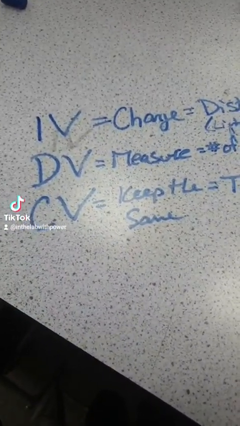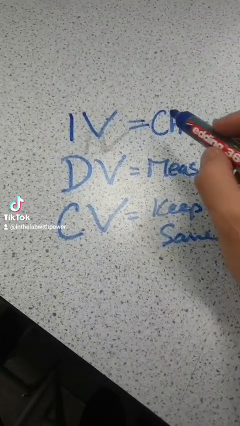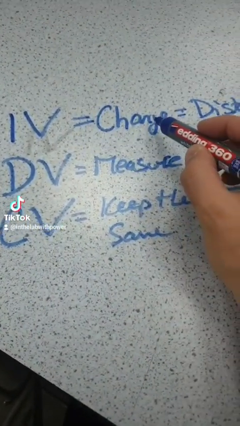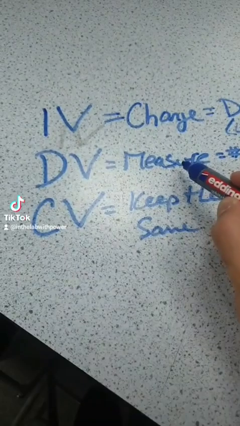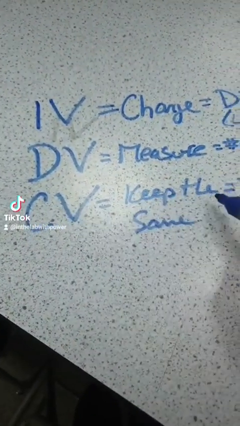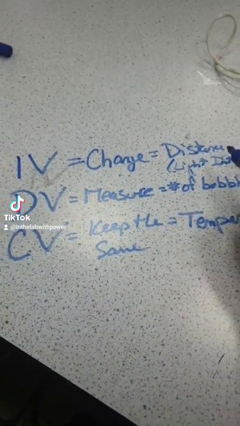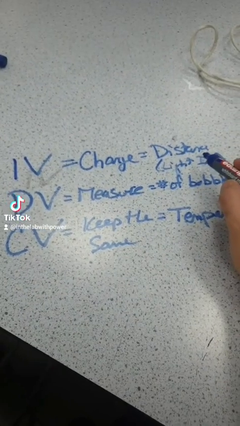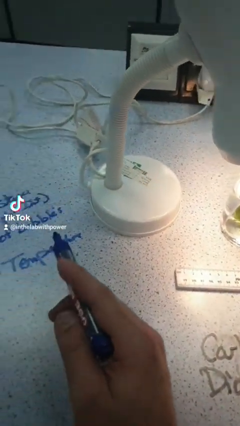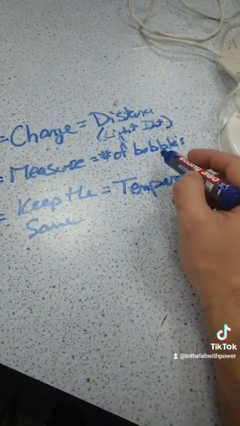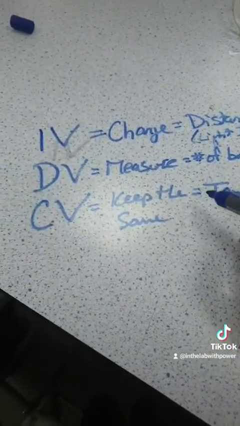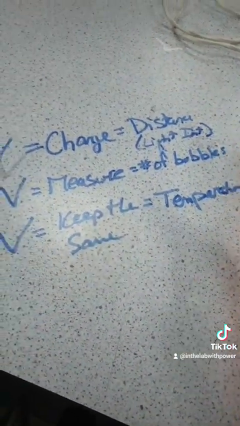Now, with any experiment, it's really important that you identify your variables. So we have our independent variable, which is the thing that we change, our dependent variable, which is the thing that we measure, and our control variable, which is the thing that we keep the same. So in this experiment, the thing that we're changing is the distance, or the light intensity. We're going to be measuring the number of bubbles that are being produced. That's our oxygen, and the control variable is going to be temperature.